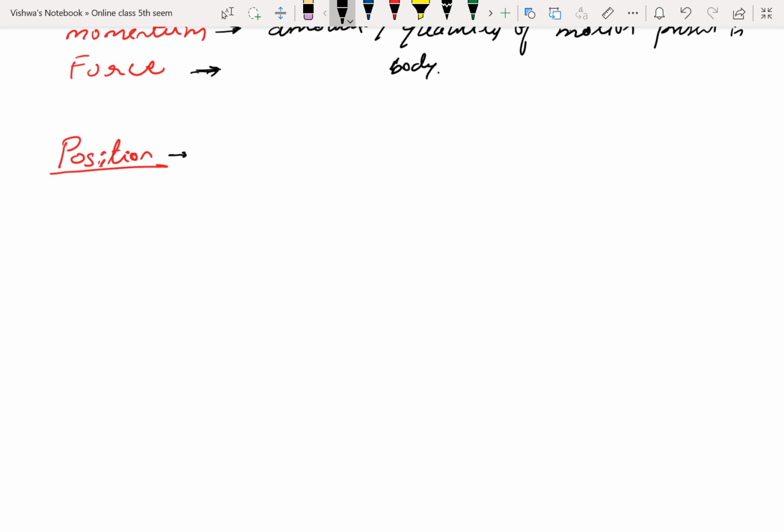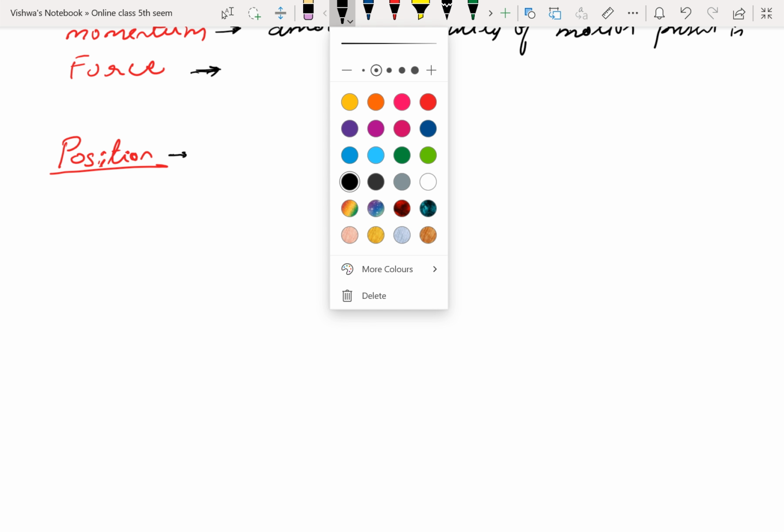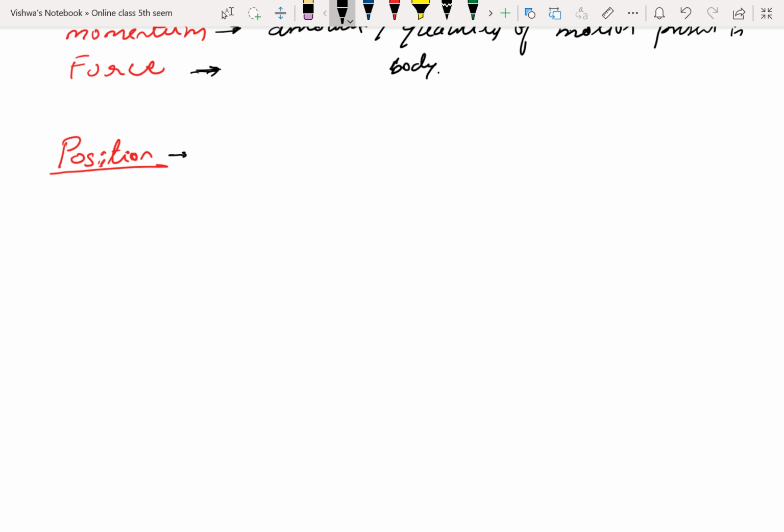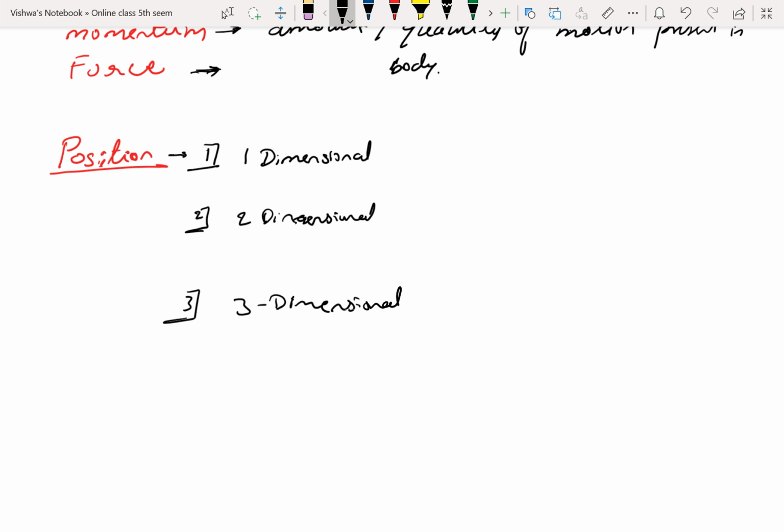Now the condition is that these positions are represented in three different dimensions. So here one more term is coming: 1, 2, 3. Three terms that are related to three dimensions. The first one is one dimensional, two dimensional, three dimensional. So one dimension, two dimension and three dimensional.